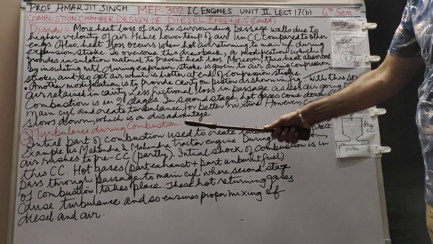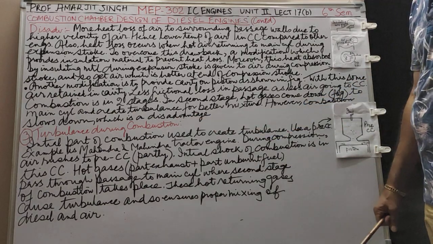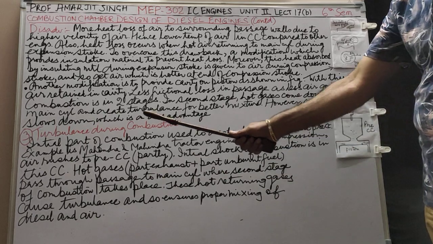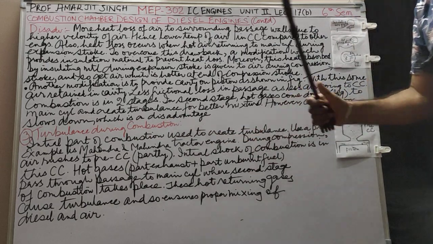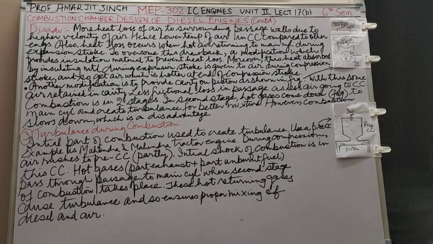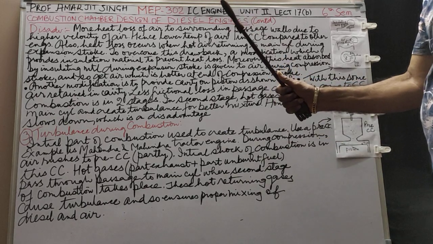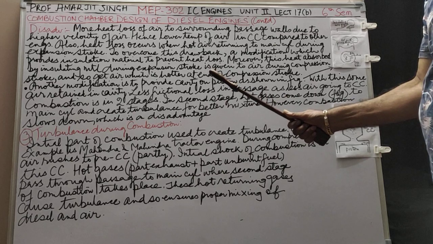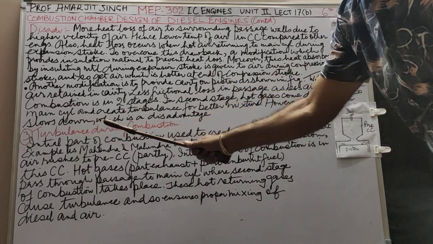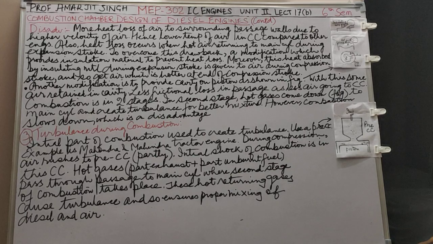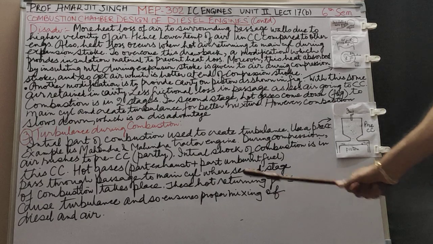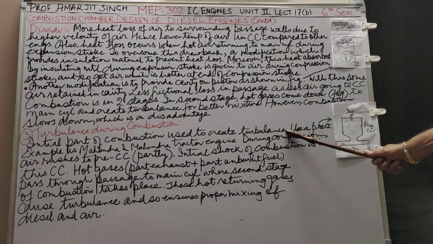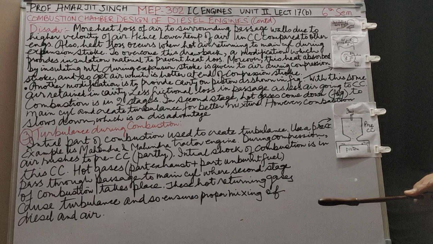Now we come to the third type of turbulence. Having seen the first two, the third one is turbulence during the combustion itself. First was turbulence during suction, second was turbulence during compression, and the third was turbulence during combustion itself. Now, the initial part of combustion is used to create turbulence. This is the concept of turbulence during combustion.